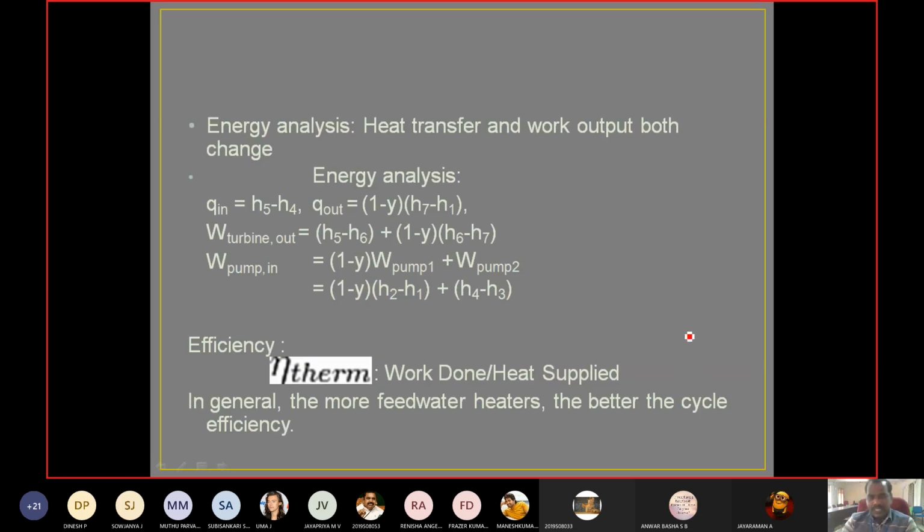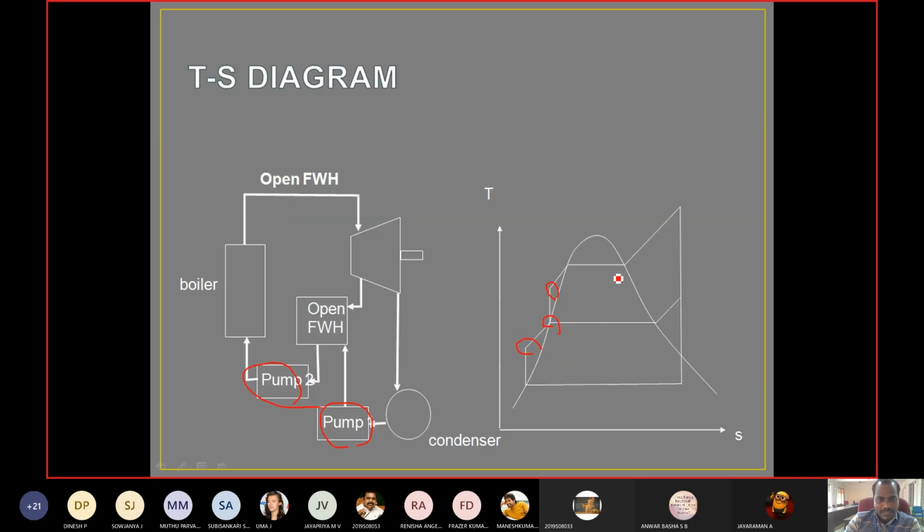Here for the regenerative Rankine cycle, the energy analysis covers heat transfer and work output, both changes. Heat supply into the system will be H5 minus H4, and heat output from the turbine will be (1 minus X) into (H7 minus H1). So you can consider this, right? If you name this portion, we can get the numbers.